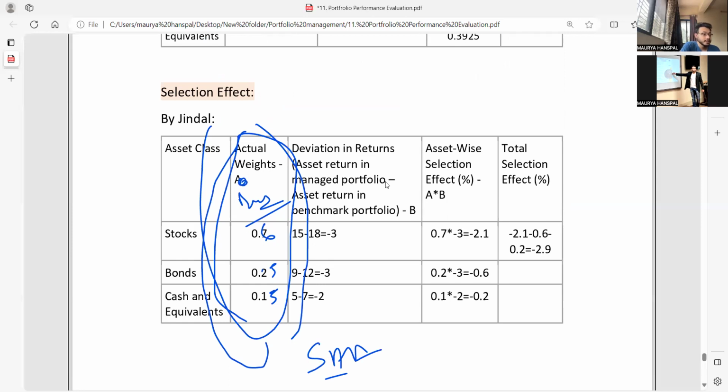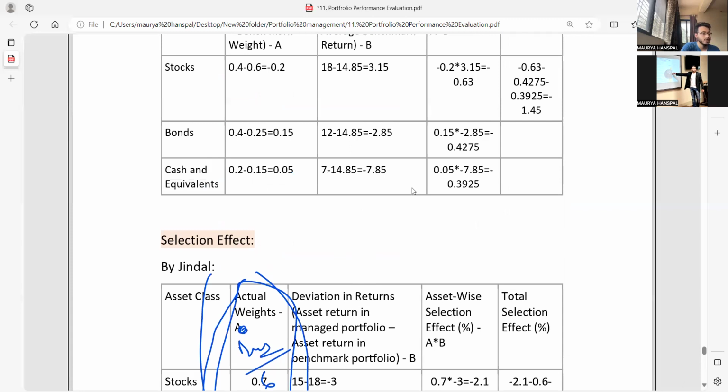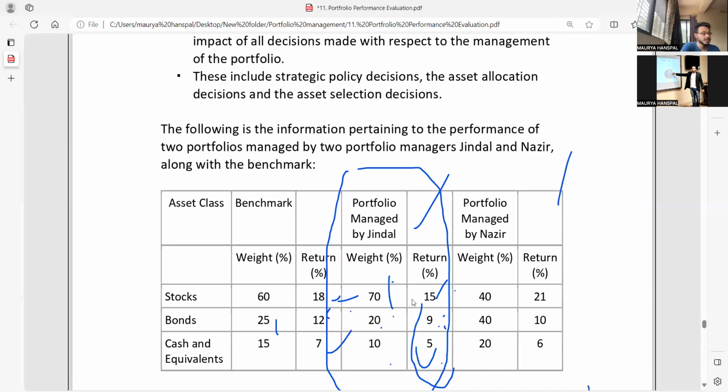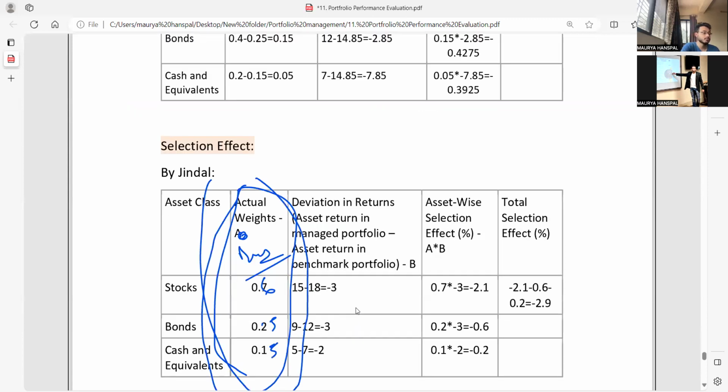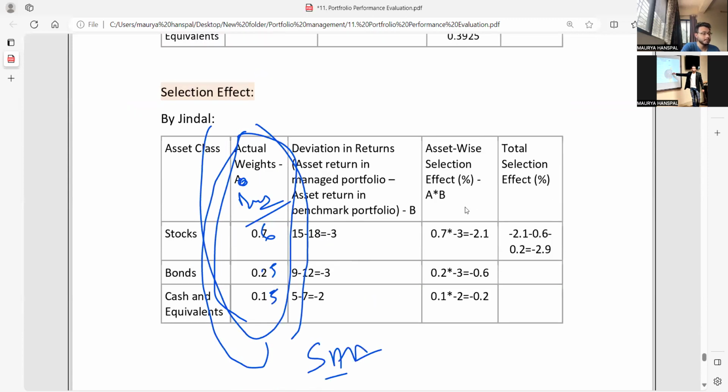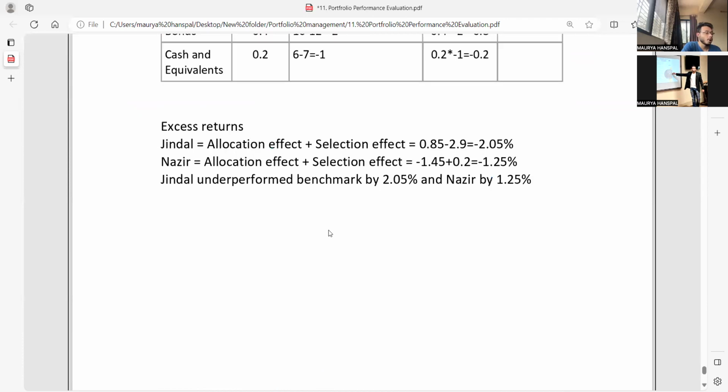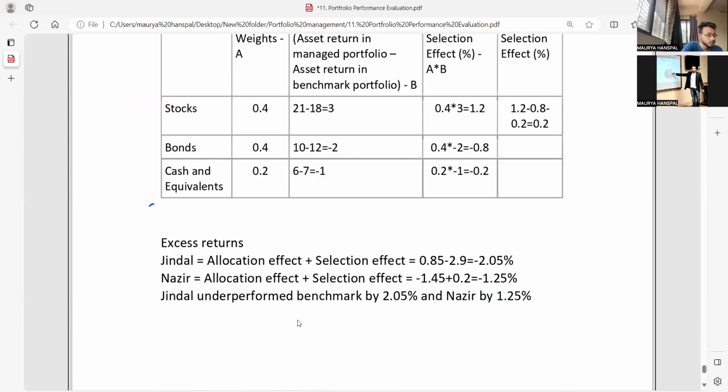Deviation in returns in the portfolio and the benchmark. Simply, the portfolio return, subtract the benchmark return from it: 15 minus 18, 9 minus 12, 5 minus 7. That's it. So subtracting the benchmark return from the portfolio return, and then taking the multiplication of this, and here you get the total selection effect, right? So what they have done at the end, the formula for the excess return is nothing but the allocation effect plus the selection effect gives you minus 2.05, right?